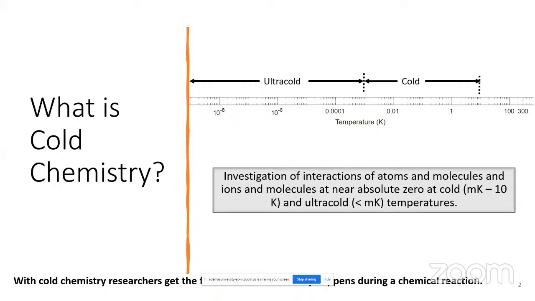So let us first start with what cold chemistry is. It is the investigation of interactions of atoms and molecules, and ions and molecules, near absolute zero. So we are talking about minus 273 Kelvin, as close to that as possible, because we cannot get there. What a cold chemist does is divide the temperature. This is a log thermometer. Temperature from 10 Kelvin down to millikelvin, we refer to as cold temperature. Temperatures below millikelvin, down to microkelvin, nanokelvin and further, are referred to as ultracold temperature. Investigation of interactions of atoms and molecules in this temperature regime is cold chemistry.